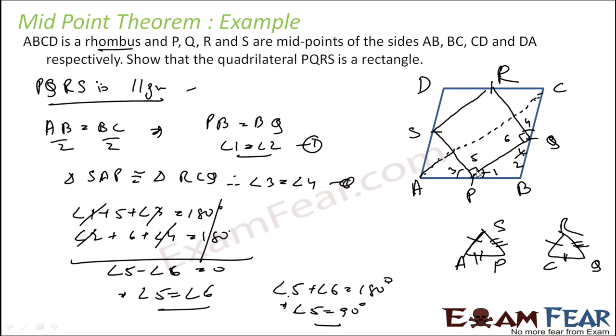We have already proved that PQRS is a parallelogram in the past example. Now we have proved that one of the angles is 90 degrees. That is, PQRS is a rectangle.